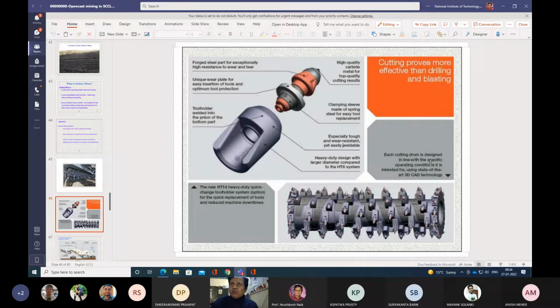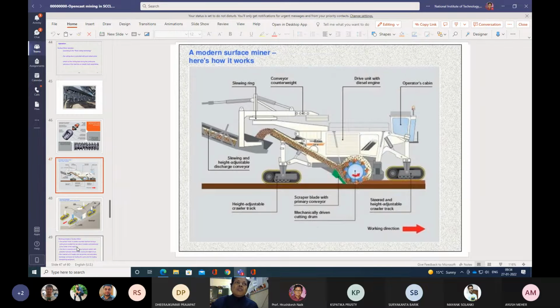So each cutting drum is designed in line with the specific operating conditions it is intended for, using state-of-the-art three-dimensional CAD technology, computer-aided design technology. This machine is designed. So this is the cutting device. Then how the machine operates is shown in this schematic diagram.